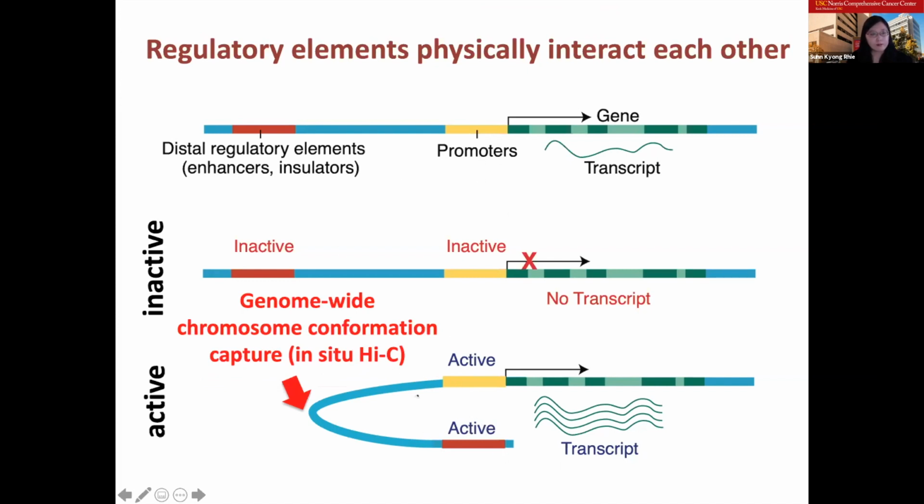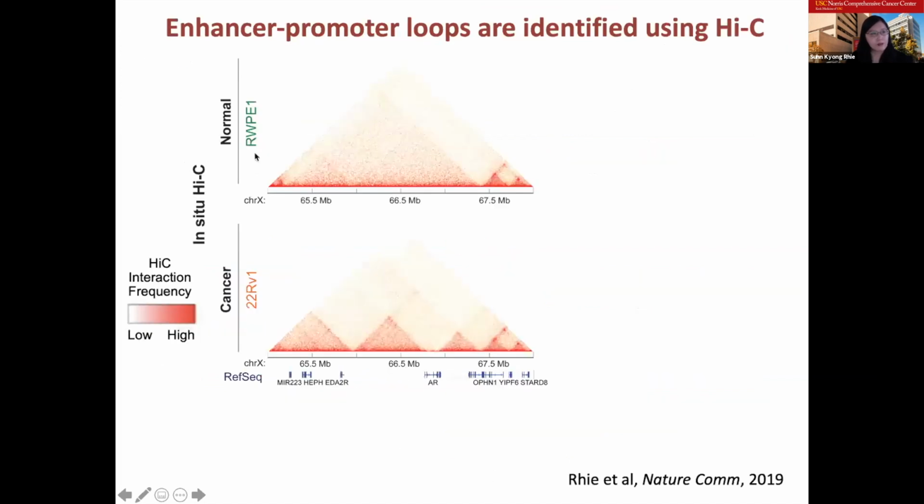And we perform in situ Hi-C in prostate cells, for example, RWPE1 normal prostate cells, and then 22Rv1 prostate cancer cells. I will tell you how to read this heat map. So this is the Hi-C heat map. If one region interacts with another region, and if it interacts a lot, the color of this heat map is going to be red. But if one region does not interact with another region, then the color is going to be whitish.